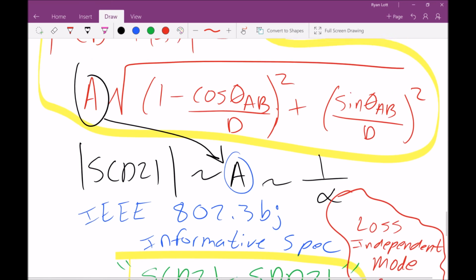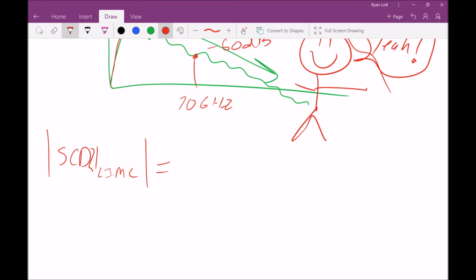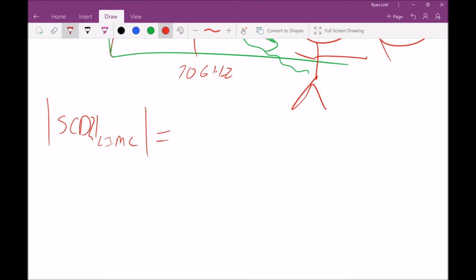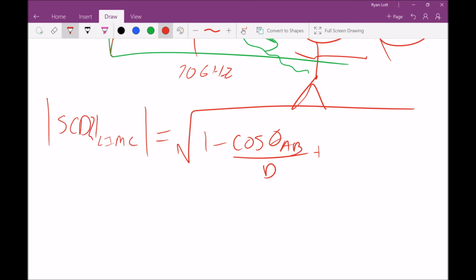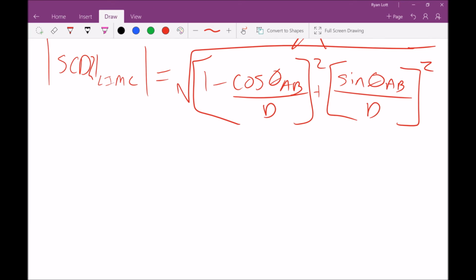So let's go back. We can now say that our SCD21, our loss independent mode conversion, the absolute amplitude of that is basically equal to the square root of (1 minus cosine theta AB divided by D) squared plus (sine theta AB divided by D) squared. Okay, great. Now let's assume a situation.